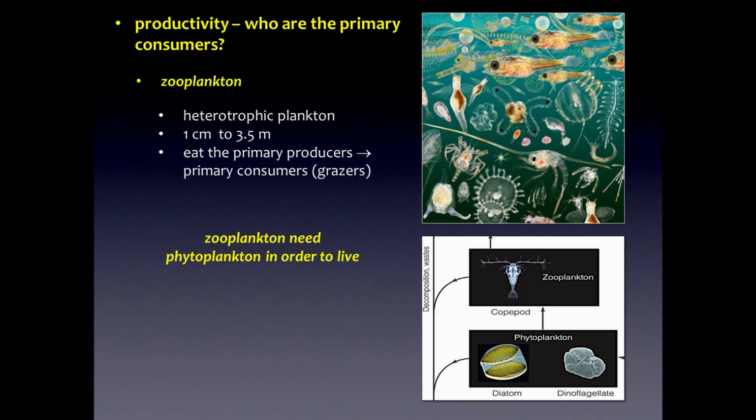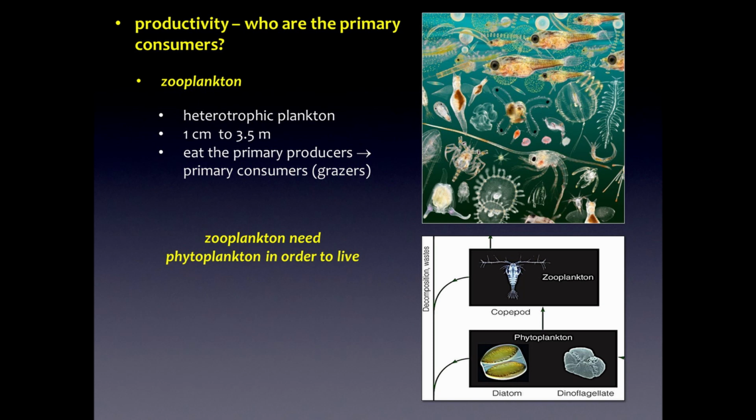Most of them float around in the ocean at the whim of ocean currents, but these are heterotrophs. They need to eat phytoplankton in order to live. There's a wider range of sizes within the zooplankton. They can go from 1 centimeter up to 3.5 meters in size. They eat the primary producers. These are, as I said once again, the primary consumers.